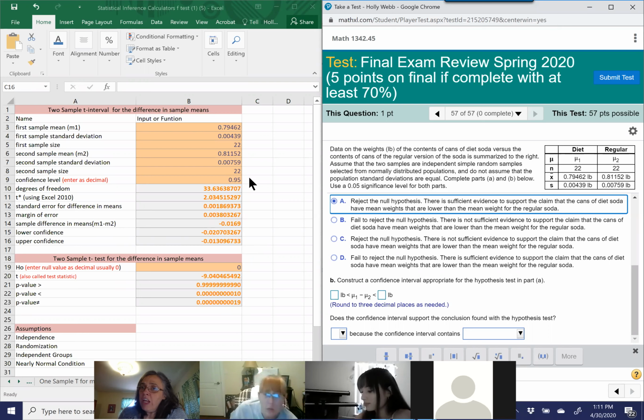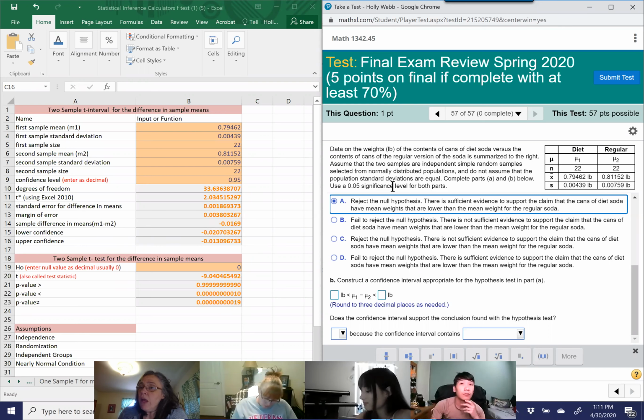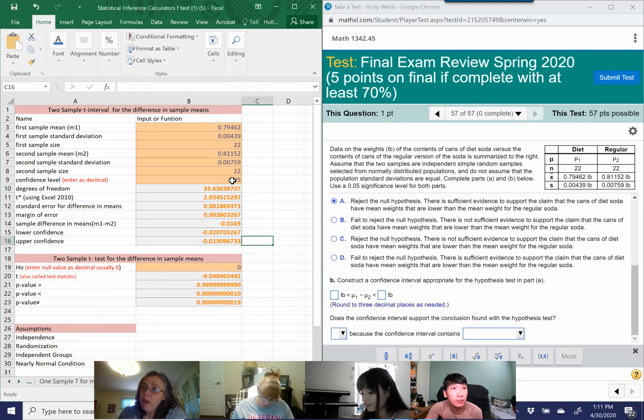I'm going to have to change my significance level. And I'm actually going to have to double my significance level to make a confidence interval for this one-tailed left-tailed test. So my new significance level is going to be 0.1, and my new confidence level is going to be 0.9. And that is giving me, again, two negative numbers on my confidence interval, a negative 0.020 and a negative 0.014.